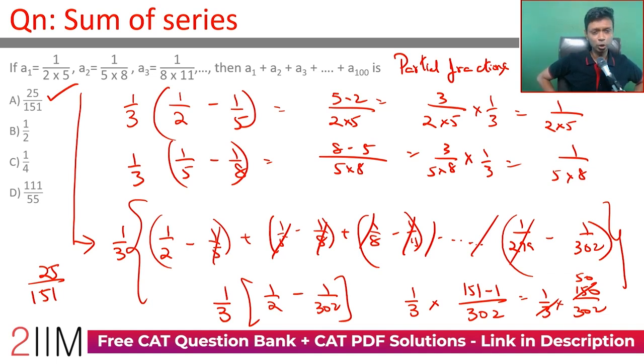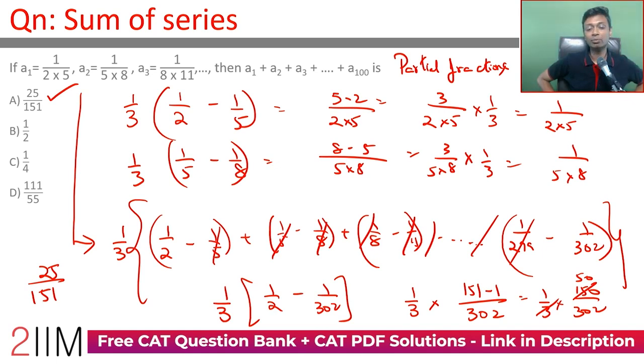1/3 of this. The numerator becomes 3. So I'll have to knock that off. So this whole expression becomes 1/3 of 1 by 2 minus 1 by 5, 1 by 5 minus 1 by 8, 1 by 8 minus 1 by 11, all of those added. So a bunch of terms will get cancelled.